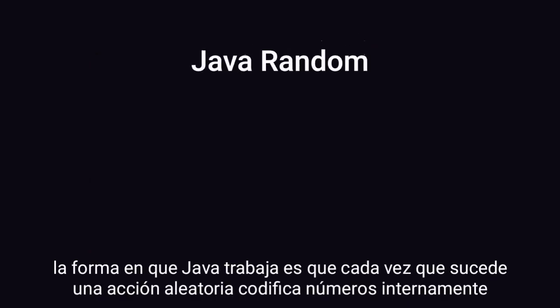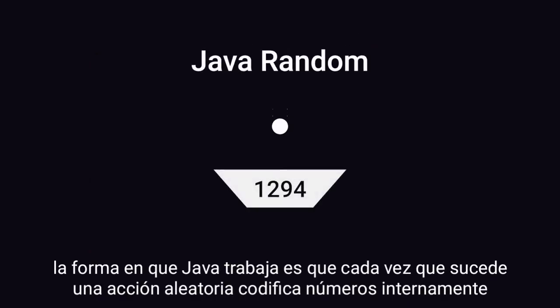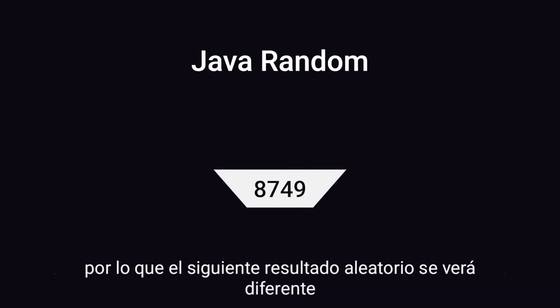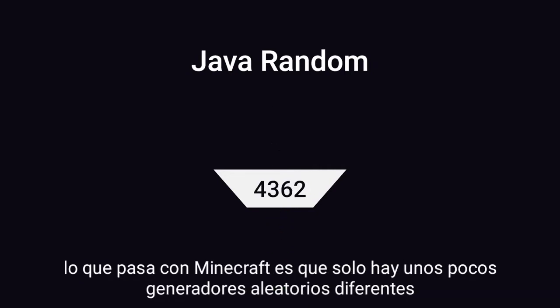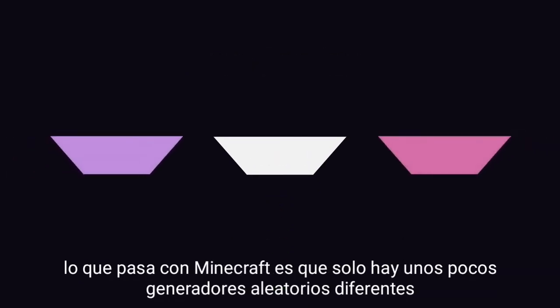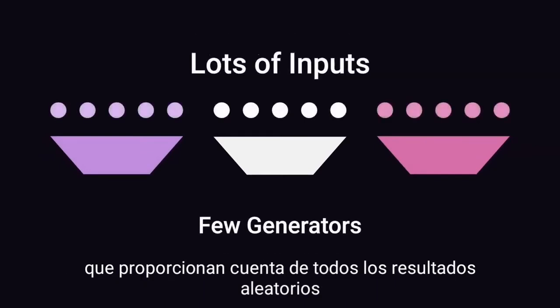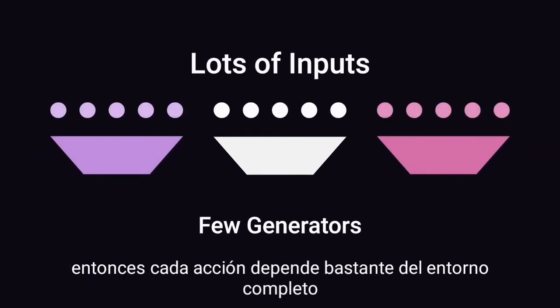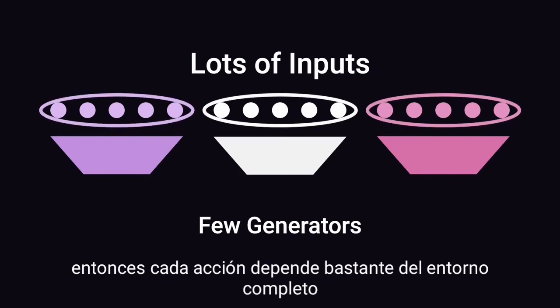The way Java works is that anytime a random action occurs, it scrambles some numbers internally, so the next random result will look different. The thing with Minecraft is that there are only a few different random generators that account for all the random outcomes, so each action is pretty contingent on the entire environment.